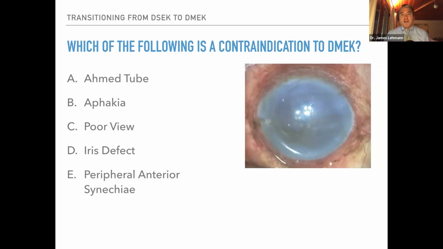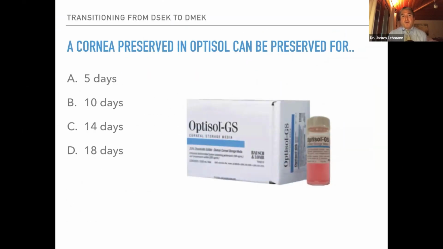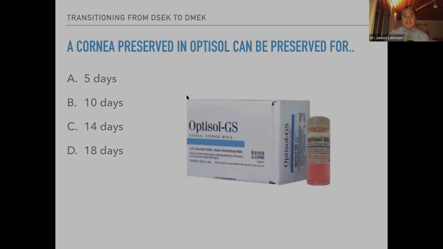Now we're going to just do a few questions about what we'll talk about today. Which of the following would be a contraindication to DMEK? A patient with an OMED tube, an aphakic patient, poor view, iris defect, or peripheral anterior synechiae. So which one couldn't you do a DMEK in? Okay. All righty. Keep moving along. A cornea preserved in Optisol can be preserved for 5 days, 10 days, 14 days, or 18 days.